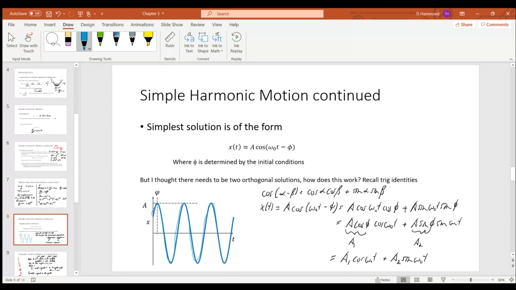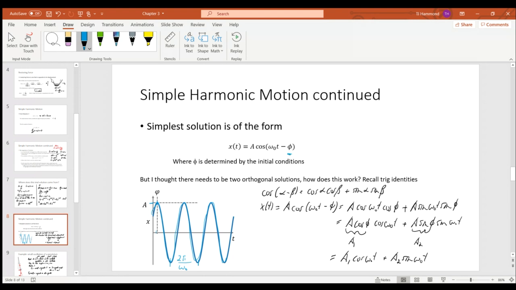This x of t is oscillating with some amplitude here. And it has some periodicity, say here, where it's going to be 2 pi over omega naught. And it starts out at this maximum point at some phase phi, which is given by these initial conditions.